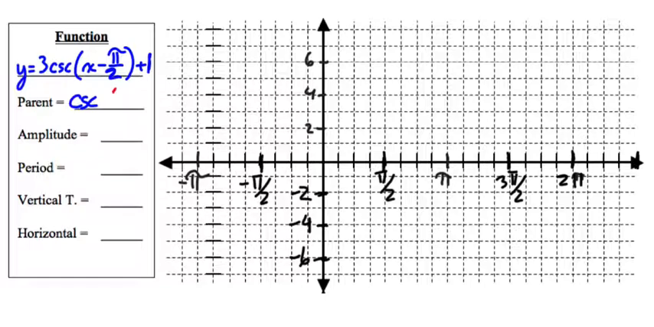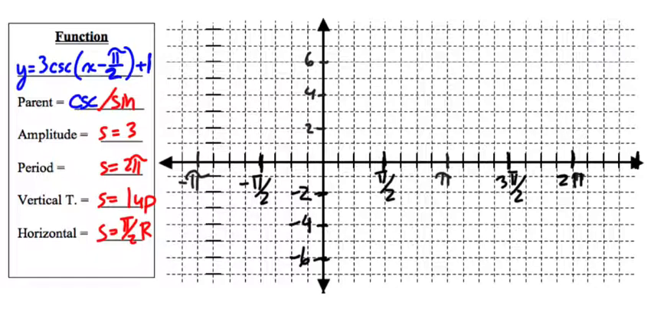Cosecant is the reciprocal of the sine function. And we will begin by noting the characteristics for the corresponding sine function. If this was a sine function, the amplitude would be 3, the period would be 2 pi, the vertical translation would be 1 up, the horizontal translation would be pi over 2 to the right.